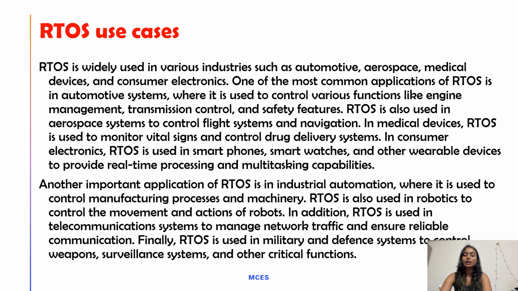Another important application of RTOS is in industrial automation, where it is used to control manufacturing processes and machinery. RTOS is also used in robotics to control the movement and actions of robots. In addition, RTOS is used in telecommunications systems to manage network traffic and ensure reliable communication. Finally, RTOS is used in military and defense systems to control weapons, surveillance systems, and other critical functions.